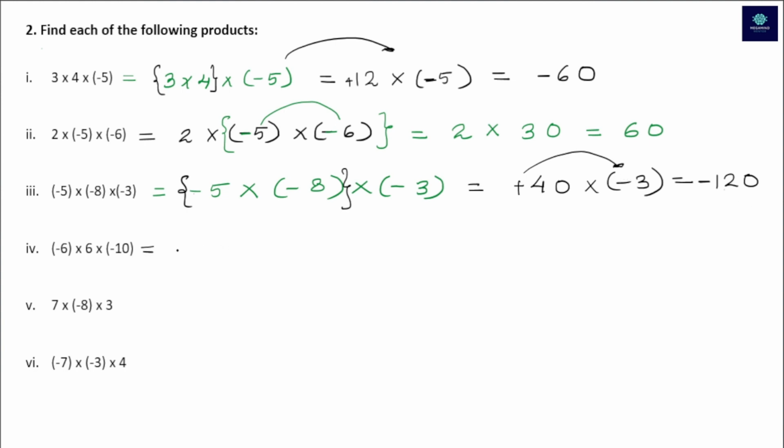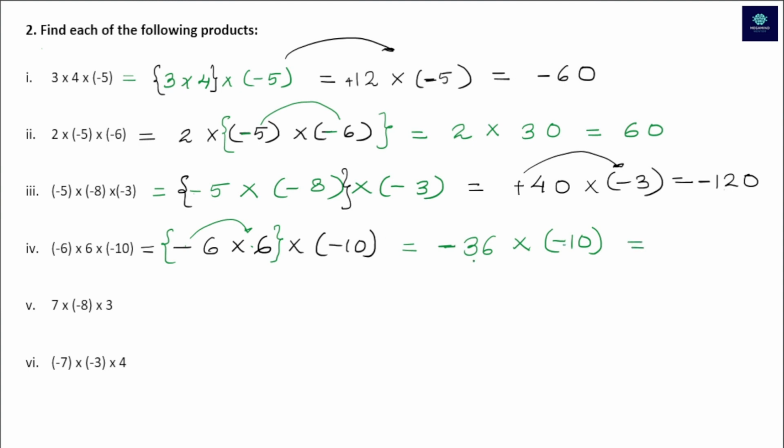In the next question, minus 6 into 6 is multiplied with minus 10. So what we can do here is let us multiply these two together. So 6 into 6 is 36. This is negative, this is positive. So minus plus is minus, and multiply this with minus 10. So minus minus is plus, and 36 into 10 will give us 360. So our answer will be a positive integer.